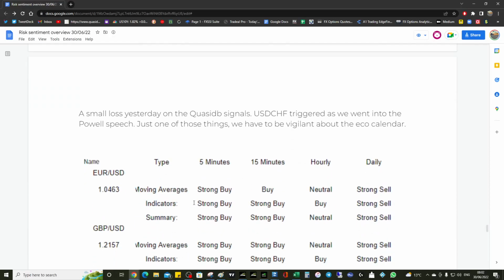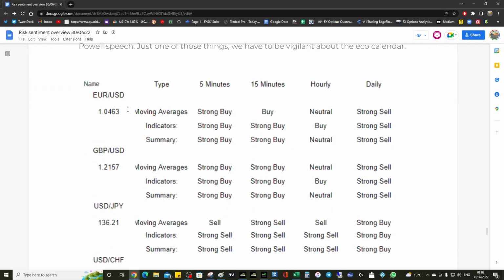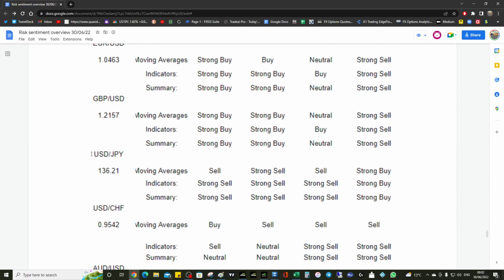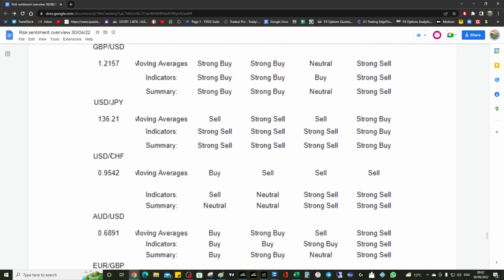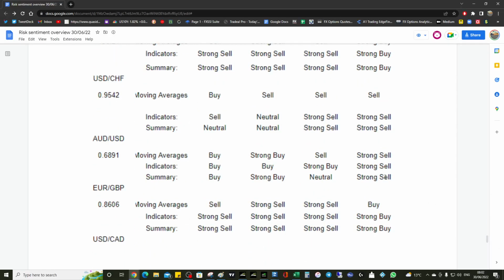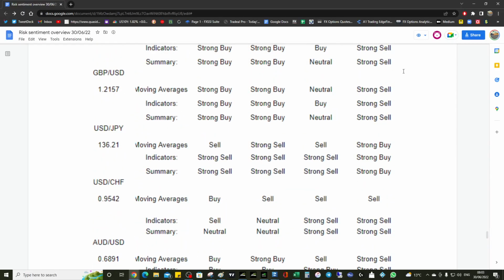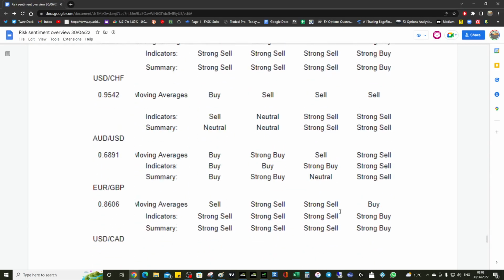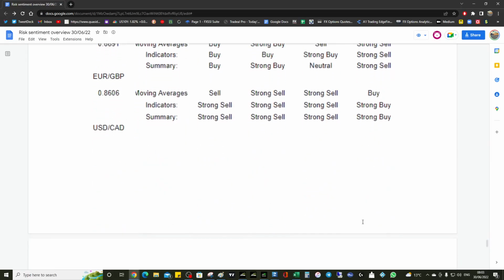And there's the technical conditions for our signals. So potentially we might get Euro USD, we might get Pound USD, Dollar Yen, Dollar Swiss. Yep, because it has to be strong buy or strong sell, remember. AU potentially, and EG potentially. So we've got lots of strong sells and strong buys, which is good. And so if the sentiment agrees, then we're going to get the signal. We just have to be careful about entry, and then we should be fine.